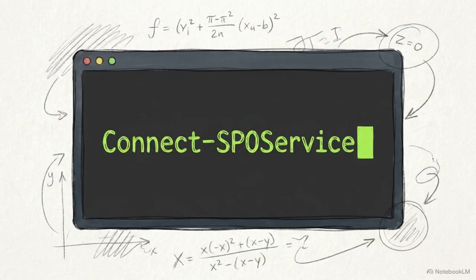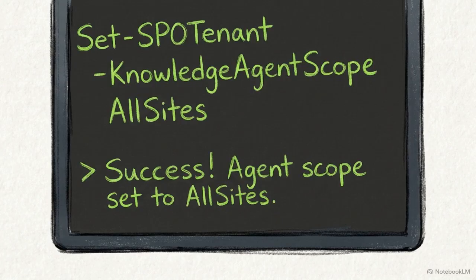Open a PowerShell terminal in administrative mode and run Connect-SPOService to link your terminal with your SharePoint Admin Center. To deploy these AI capabilities across your entire organization, use the Set-SPOTenant command, passing the KnowledgeAgentScope parameter with the value All Sites.